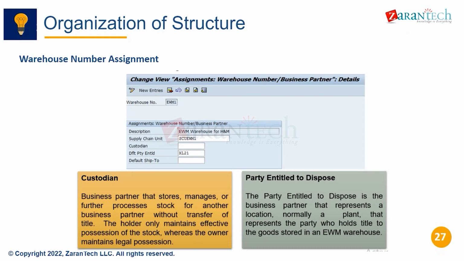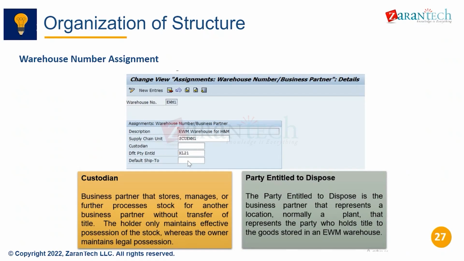And party entitled to dispose represents the location, and normally the plant, that represents who holds the title to store in the warehouse. So the party entitled will be the actual person who owns the warehouse, and the custodian is the person who owns the stock. This is the difference between custodian and party entitled to dispose. These are some default entities you can have in the warehouse: the owner of the warehouse, and the custodian will be the owner of the stock.